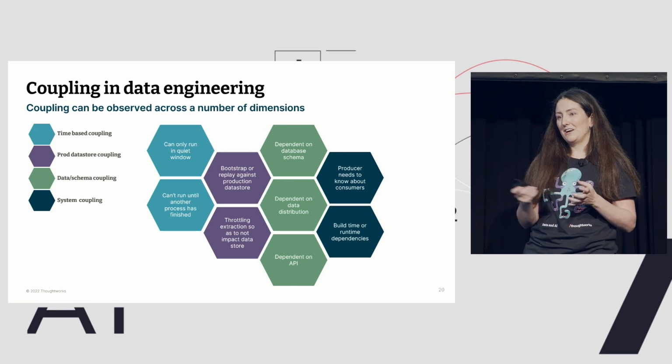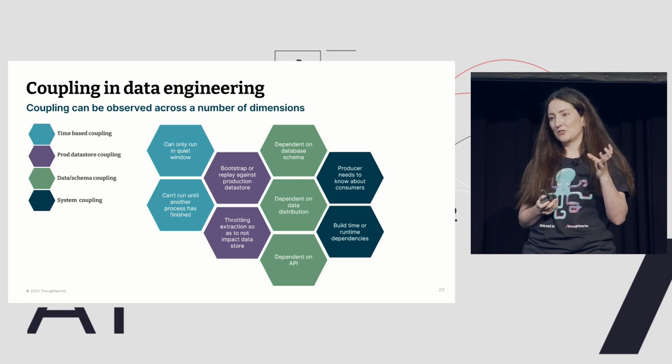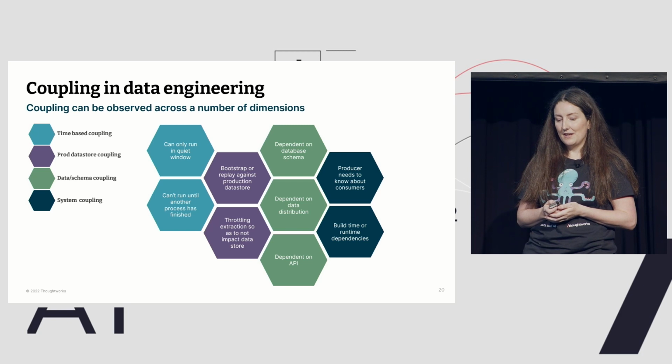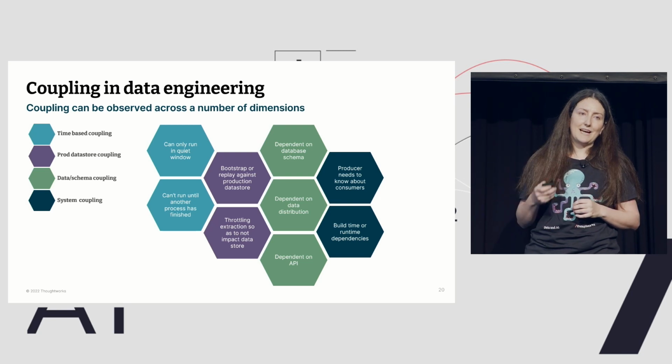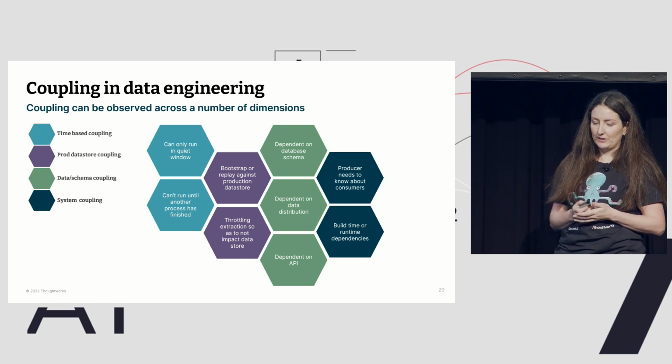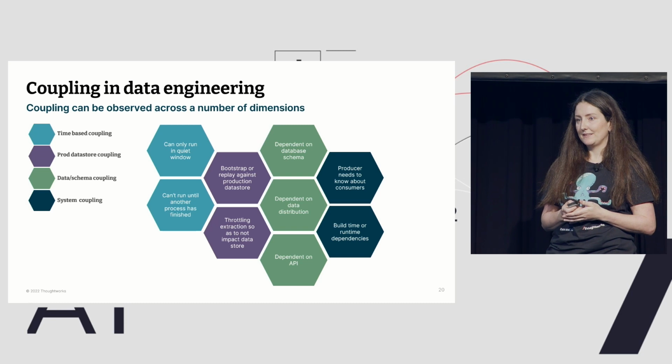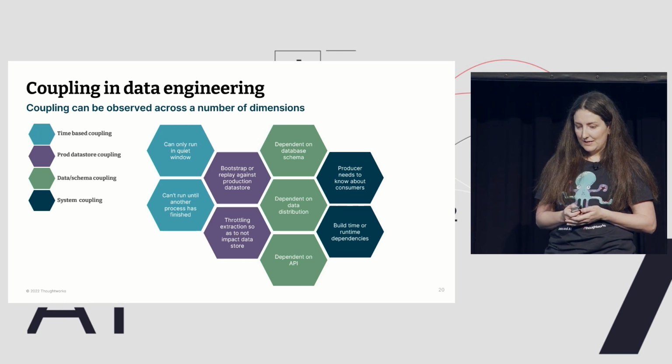This is where we are relying on resources on the production data store when we have to fetch data out of it. So we might have to do things like bootstrap or replay data from that production data store. We might have to add things into our pipeline where we are throttling data so we don't impact the production data store.